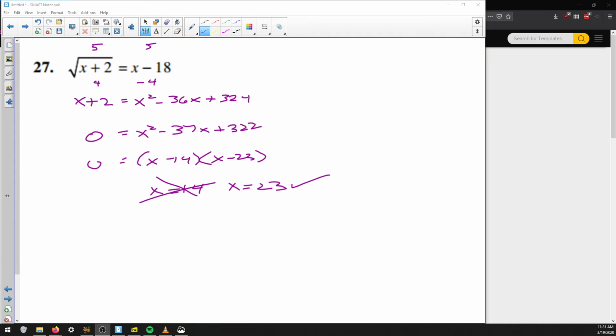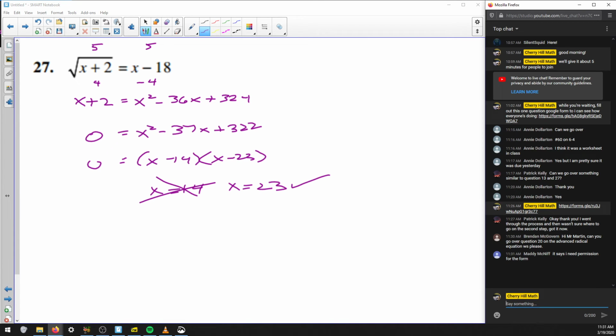All right, number 20. Let me pull up number 20. It says I need permission for the form. You might have to be logged into your CHCLC account for the form. If you're logged into your personal Gmail, that probably won't work.